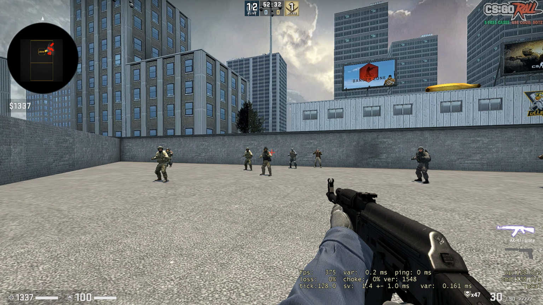So yeah, that's how you make your movement a lot cleaner, how you make your clips a lot cleaner, and fix your bad movement from ruining your aim.